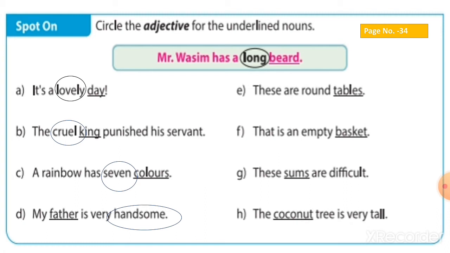E. These are round tables. Tables are round. Circle round. F. That is an empty basket. Basket is empty. Basket is a noun. The word empty is used to describe the noun. So circle it. G. These sums are difficult. Difficult is an adjective. So circle it.